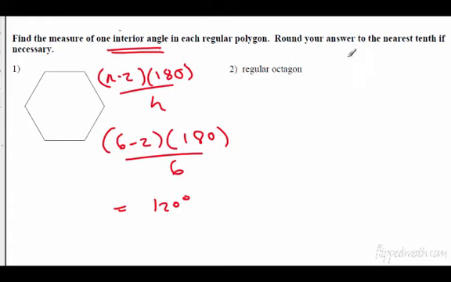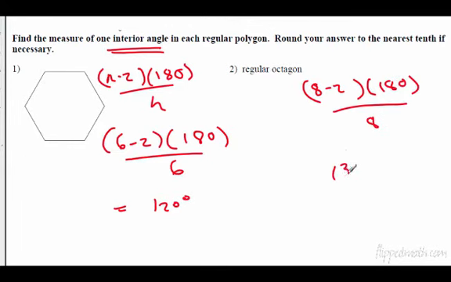A regular octagon. We don't need a picture. You can draw one if you want, but it should be 8 minus 2 times 180, all divided by 8. That should work out to 135 degrees.